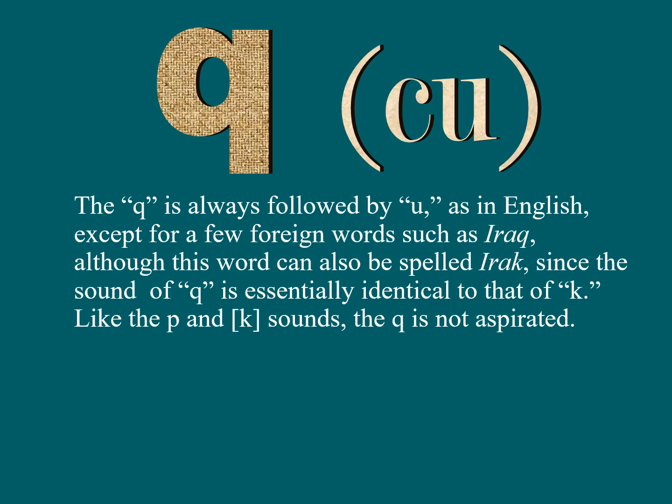Q is always followed by U as in English, except for a few foreign words such as Iraq, although this word can also be spelled Irak since the sound of Q is essentially identical to that of K. So, queso, pequeño.